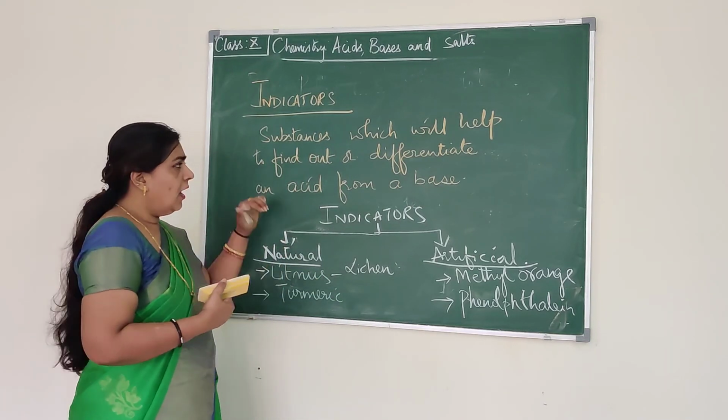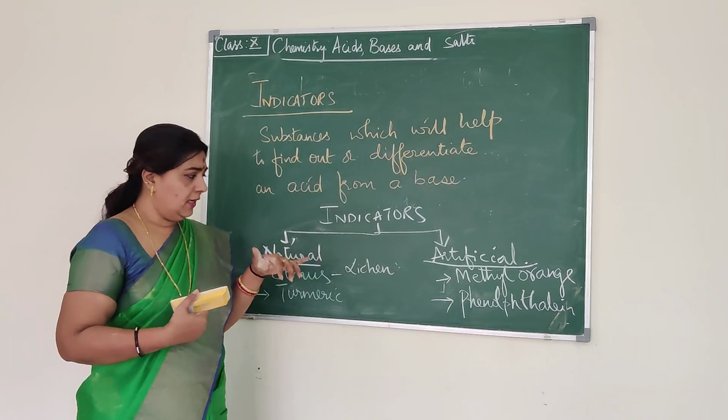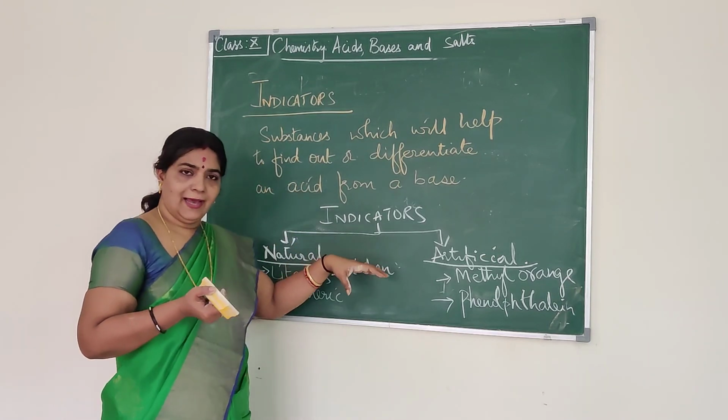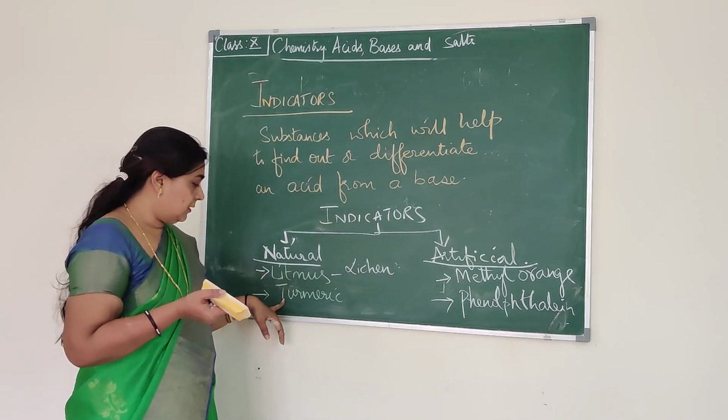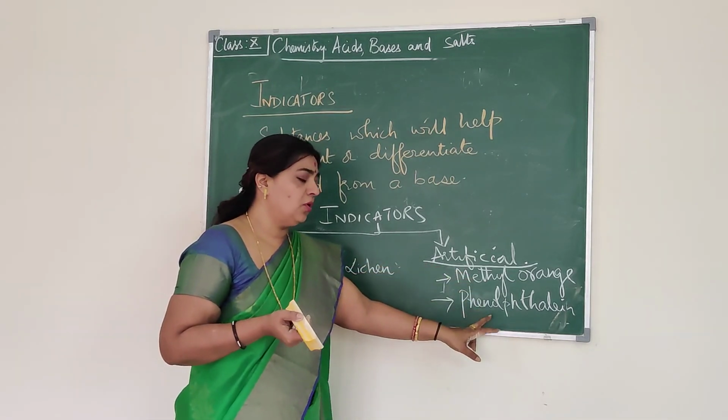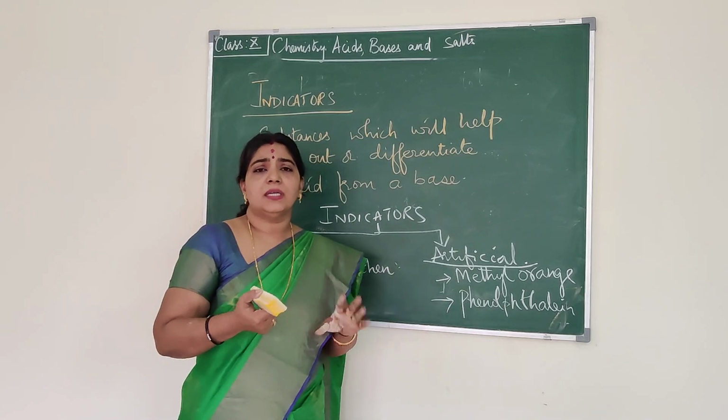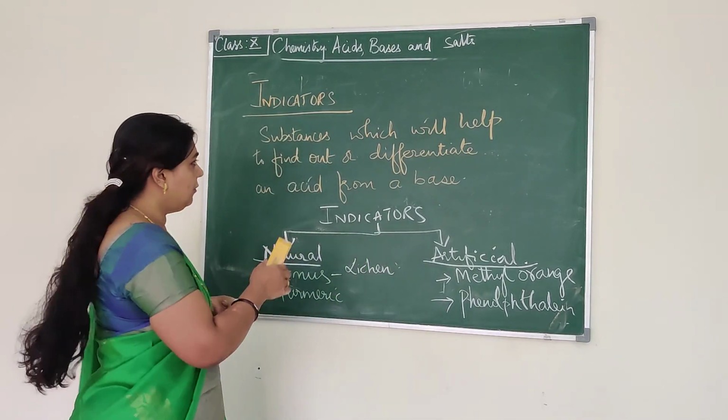Now let us learn how there is a change in color when you put acid and test it with litmus or turmeric or methyl orange or phenolphthalein. What are the color changes we see? That let us learn.